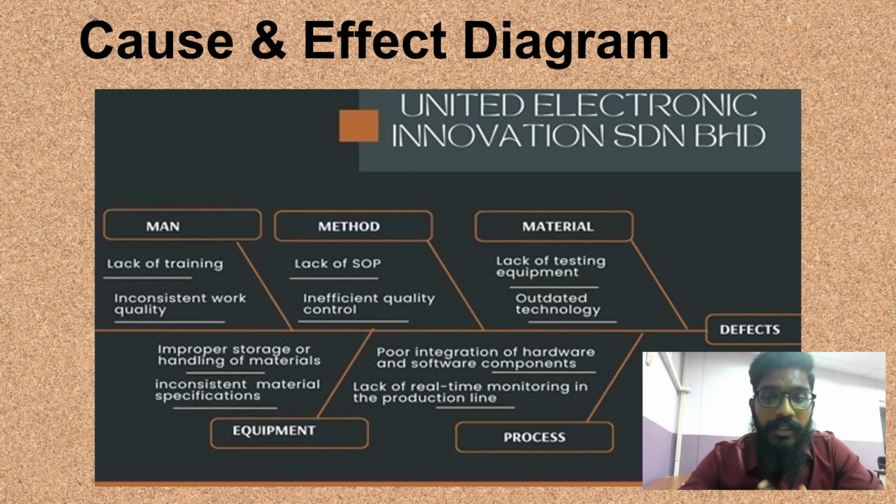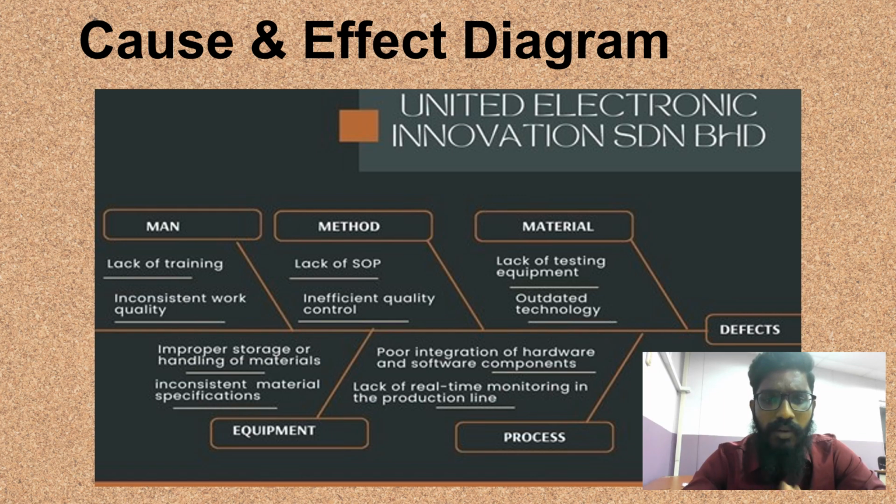Based on our team's inspection of this company, we have detected several weak points in certain areas that lead to the downfall of this company. We have listed the weaknesses in categories such as man, method, material, equipment, and process. In terms of man, we noticed that the workers on the production line lack enough training due to poor management, and there is inconsistent work quality due to high turnover before the year 2020. In method, they lack standard operating procedures, and the quality control team has an ineffective way of controlling product quality.